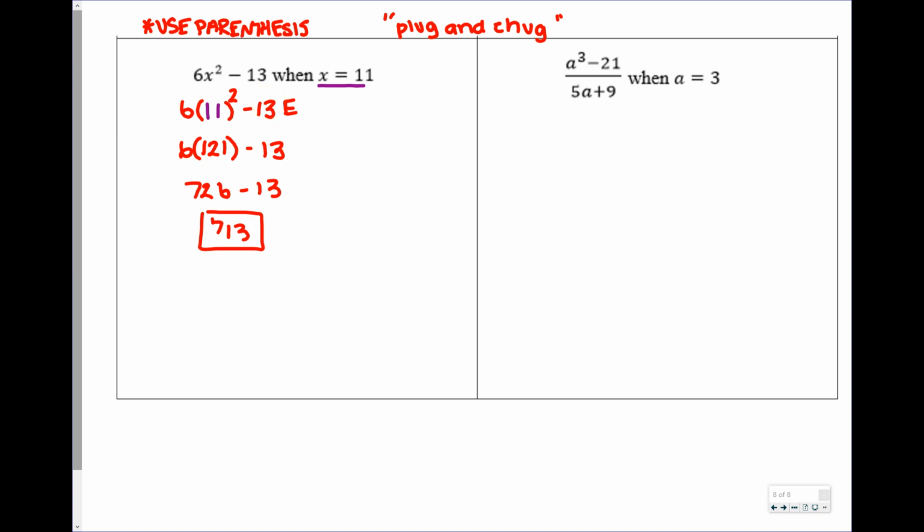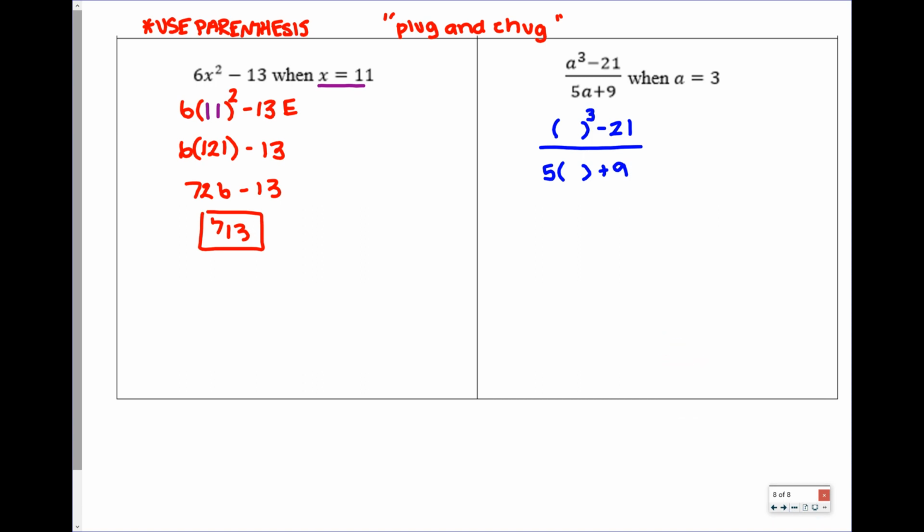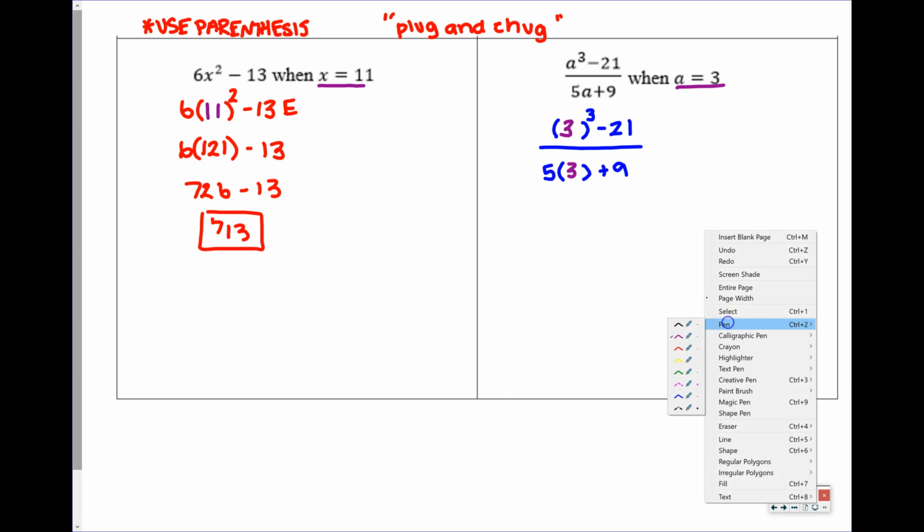Okay, last problem. I'm going to make my shell. So instead of an A, I'm going to have a set of parentheses, minus 21, make my division symbol, and then I see a second A. So there are 2 places I have to substitute. So I'm going to do my 5, make a set of parentheses for my shell, and then plus 9. Now that my shells are made, I'll use something other than red. Now I'm going to take the 3 and plug that into my shell. And then this is what I'm going to be evaluating.